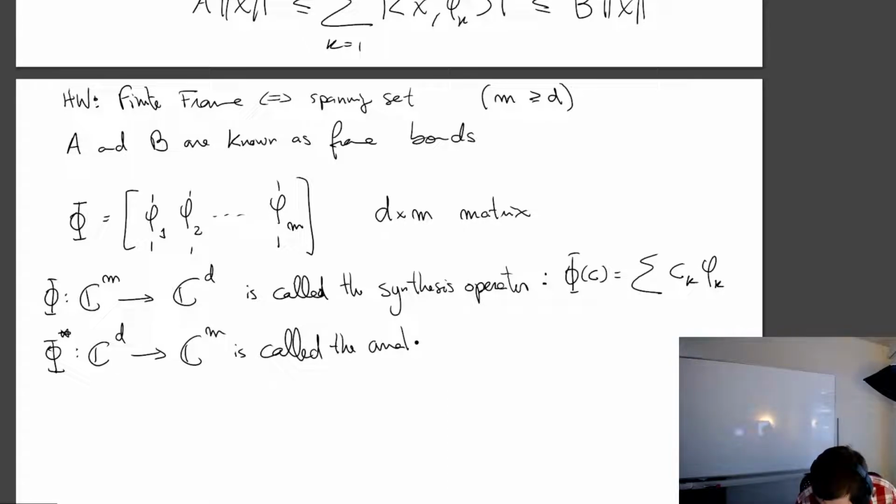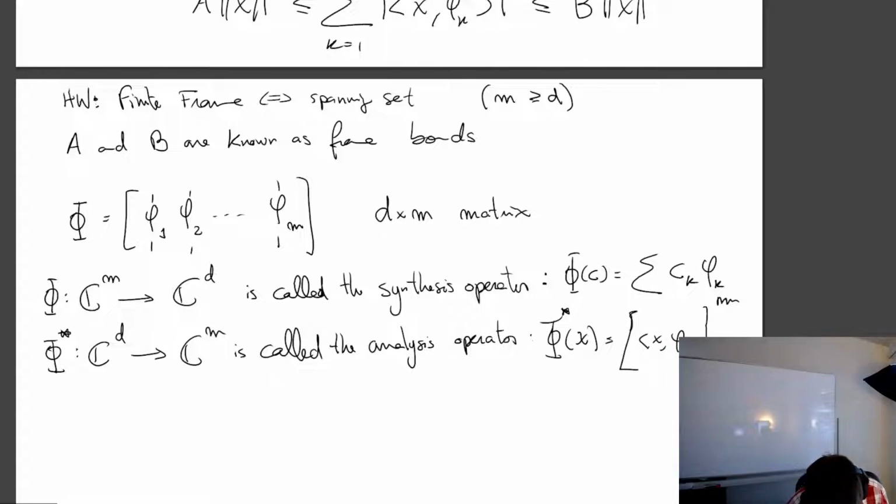I mean, these names are really not so important, but if you ever decide to pick up a book on frame theory, you'll find it strange if I don't tell you about them before. So what is this operator? This is just a transpose. So given a vector x, it will give you the list of the inner products.